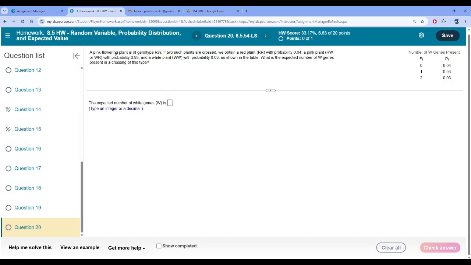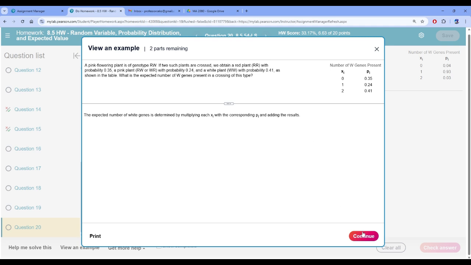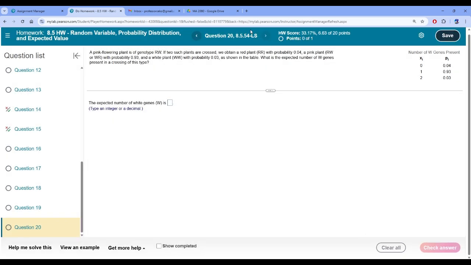And last question: a pink flowering plant. What's the expected number of W genes presented at the crossing of this type? Multiply it out, view an example, and you're good to go. And that is the last chapter, 8.5 random variables. All right, best of luck, guys.